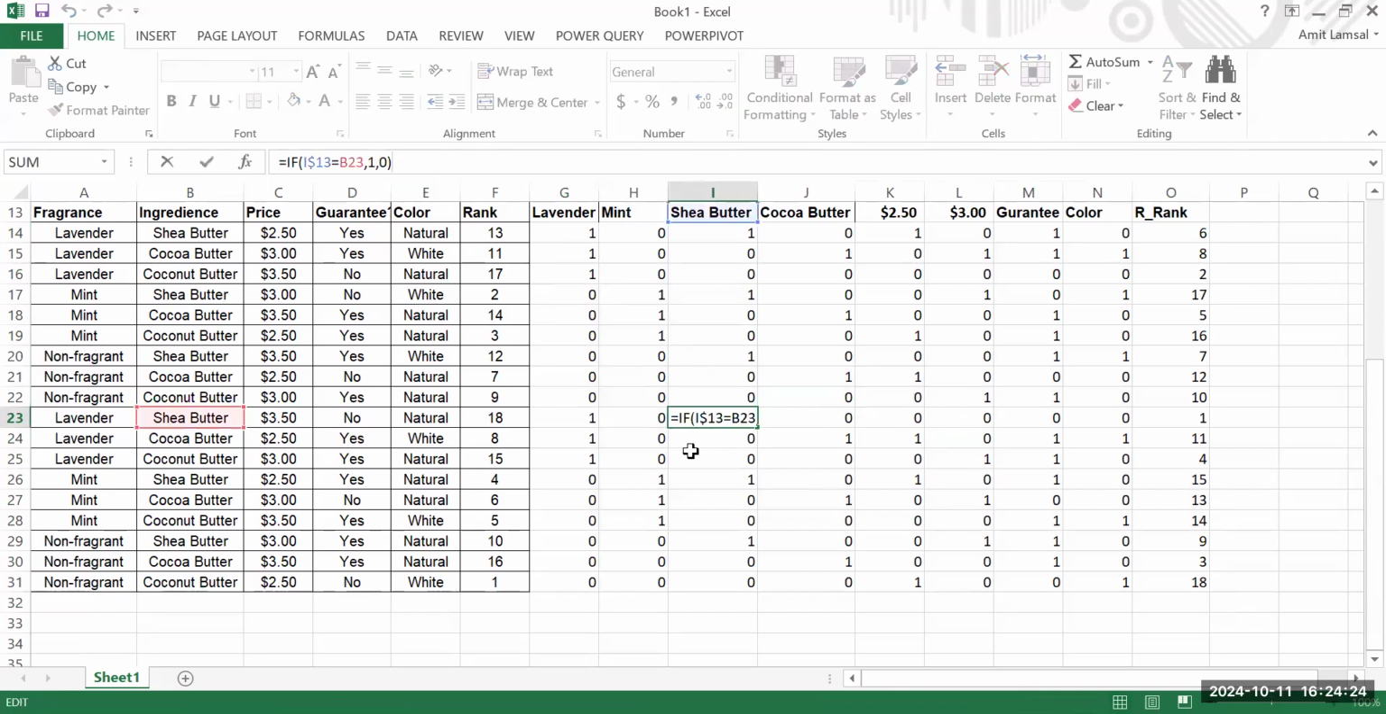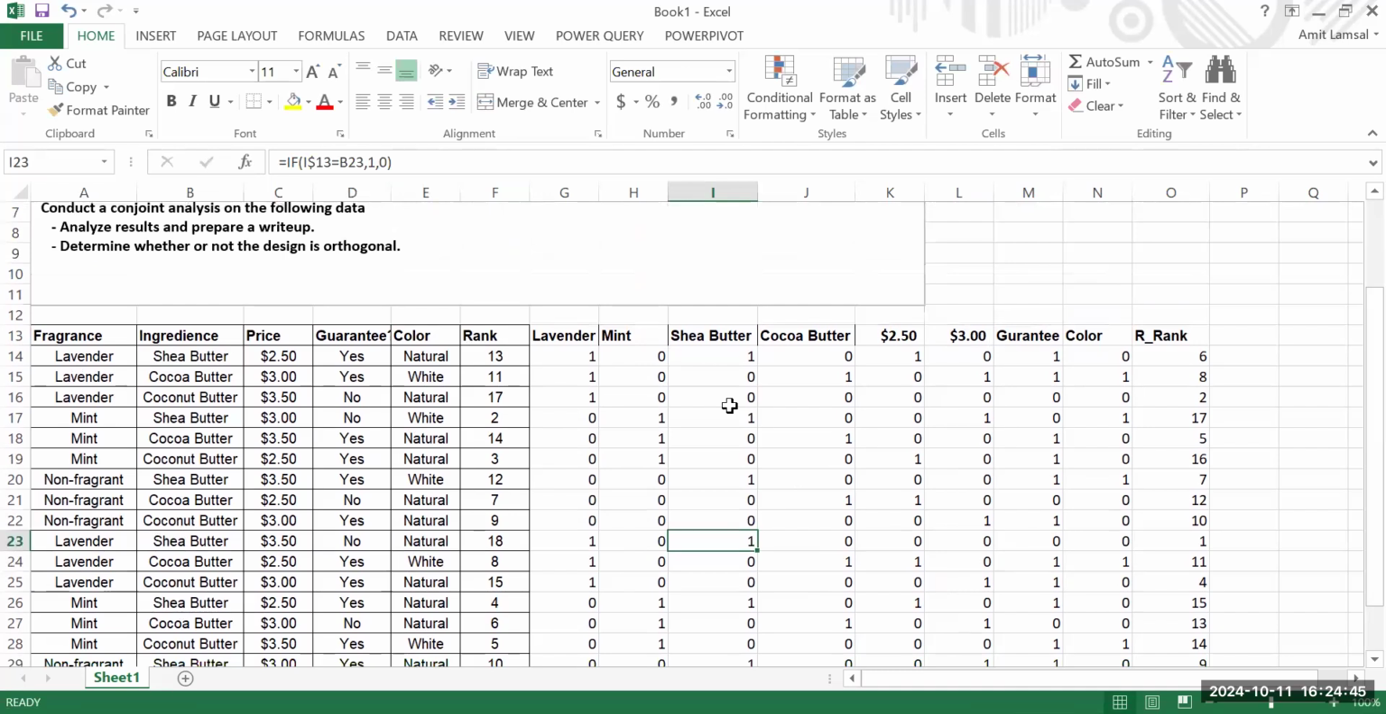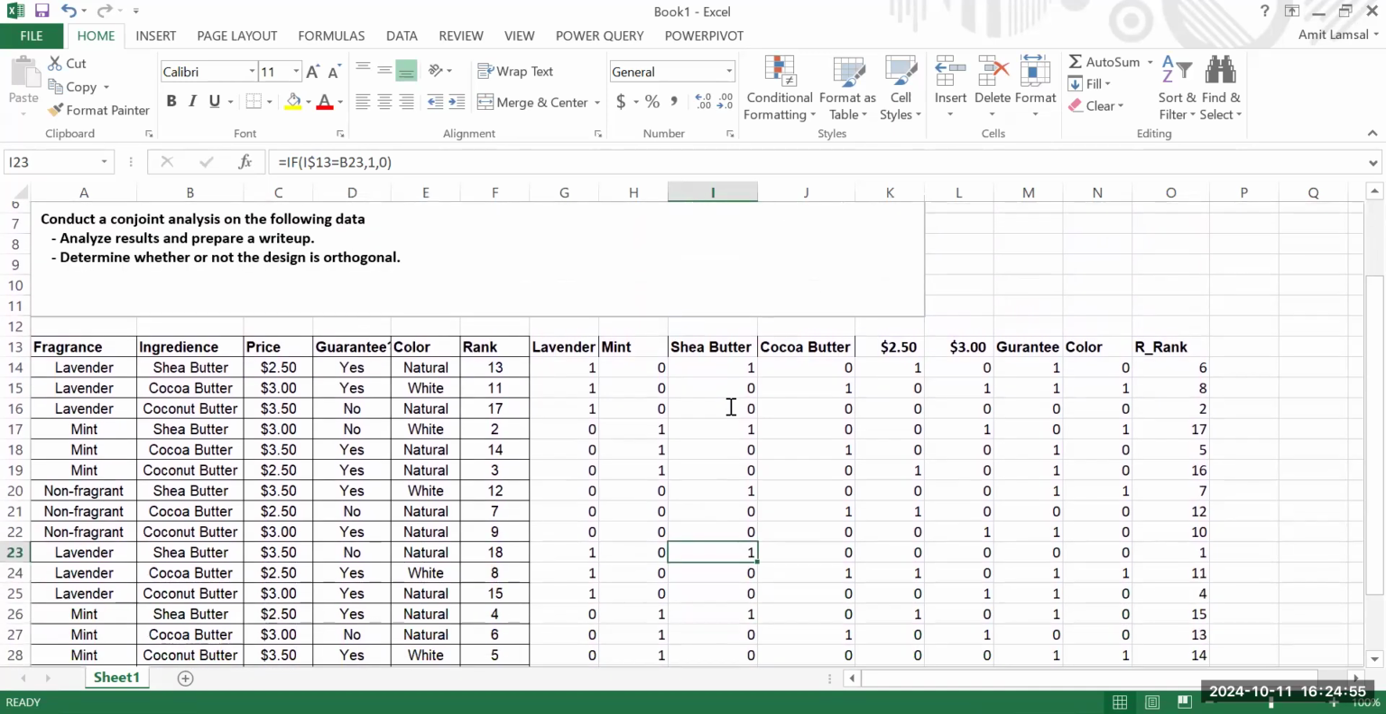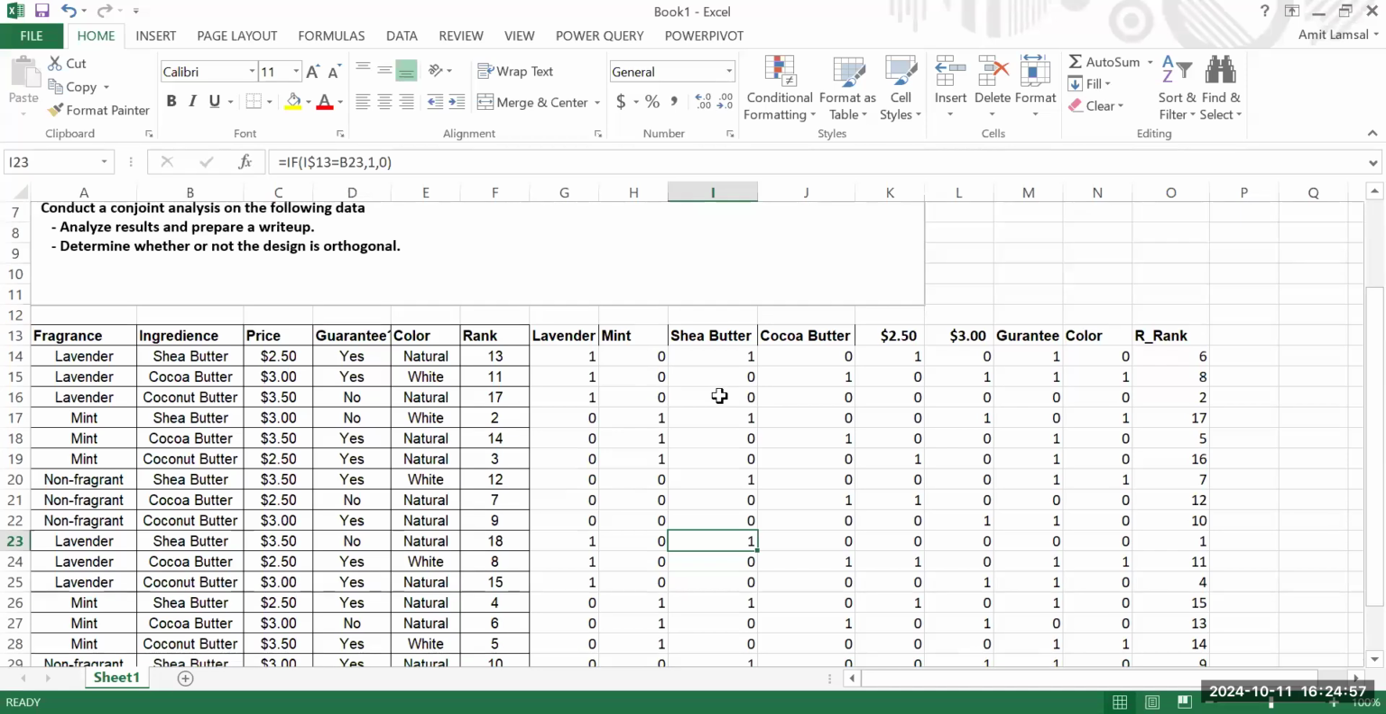So shea butter, this might be the one. Yeah, it's correct. And I will also check this one. So 3 3, it will be 1, and I will check this one. Guarantee, if no, yes, then no, I will get a 0. Likewise here, I will get a 1 because it's white and I have given the formula white. So I think it's good to go. So the next step, how we do the conjoint analysis, is we put all this data into a regression analysis.